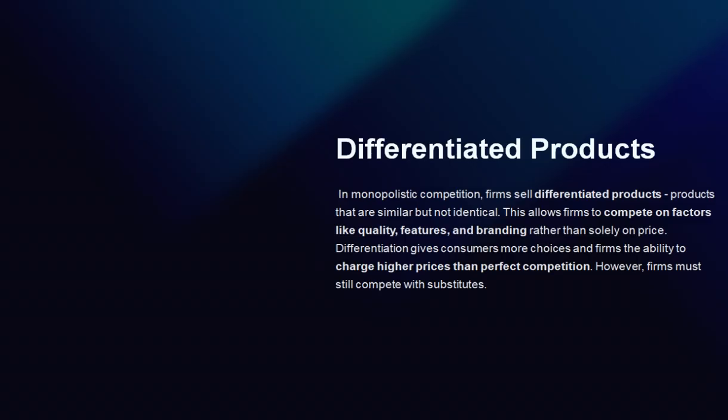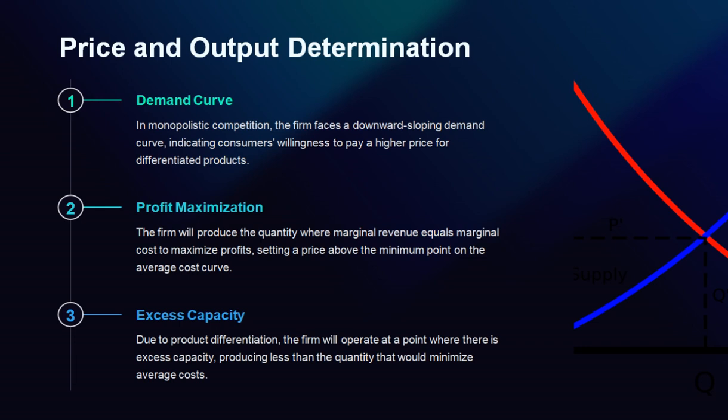Differentiated product. In monopolistic competition, firms sell differentiated products that are similar but not identical. This allows firms to compete on factors like quality, features, and branding rather than solely on price. Differentiation gives consumers more choices and firms the ability to charge higher prices than in perfect competition. However, firms must still compete with substitutes.